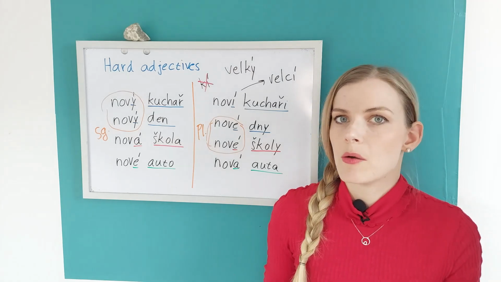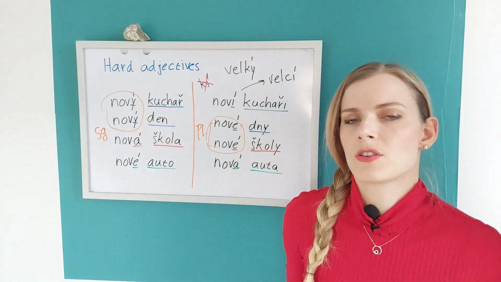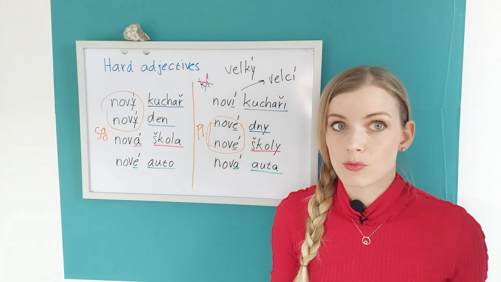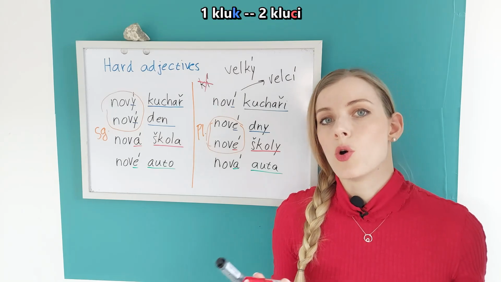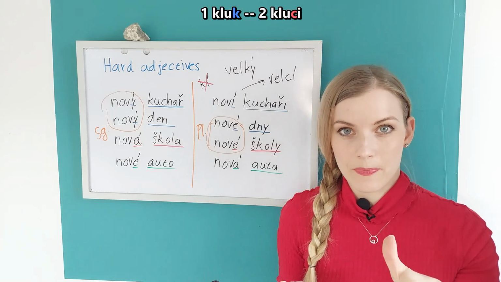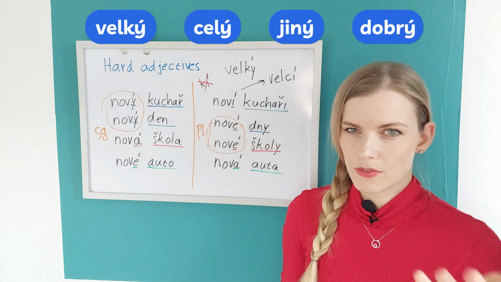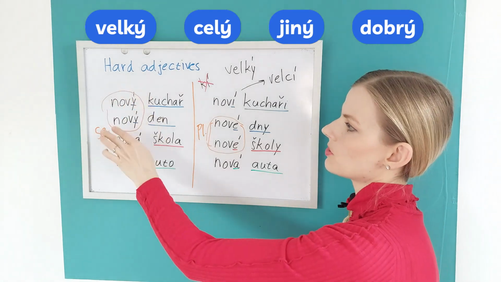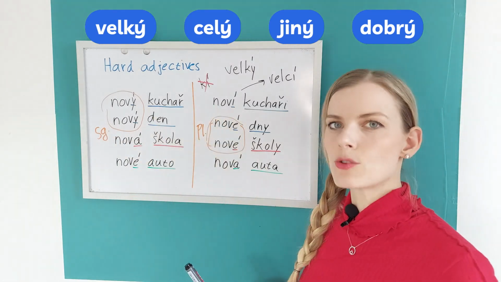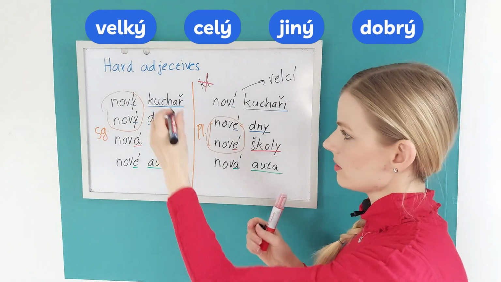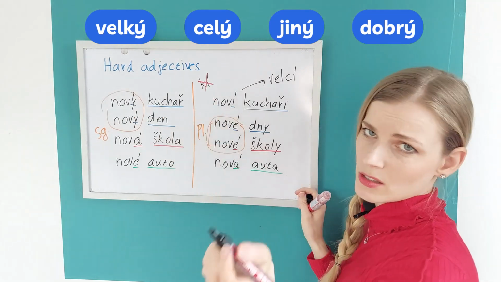This change also happens in other parts of speech, for example in nouns as well. If you have the word kluk, a boy, and you wanted to say boys, you would say kluci. What about the word jiný, different? Jiný kuchař, jiný den, jiná škola, jiné auto, jiní kuchaři, jiní. Everything else is the same except masculine animate.